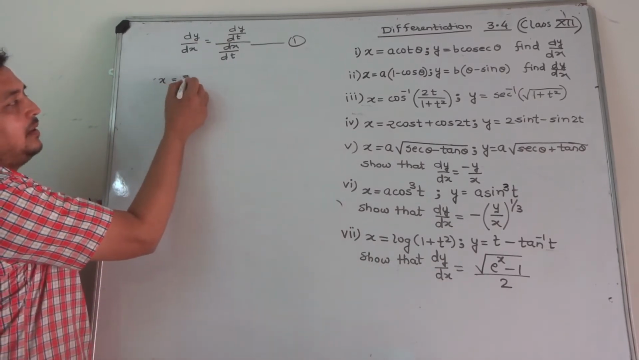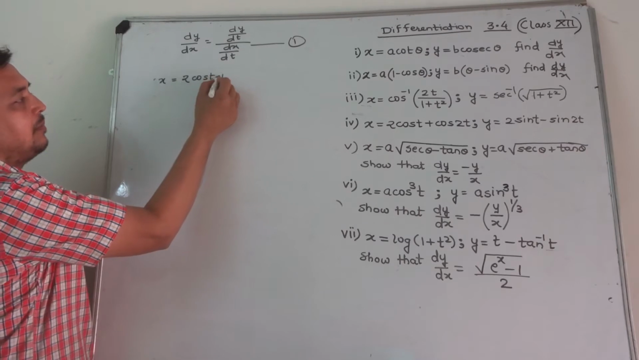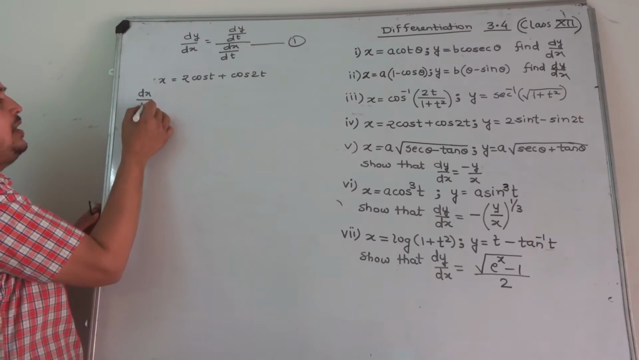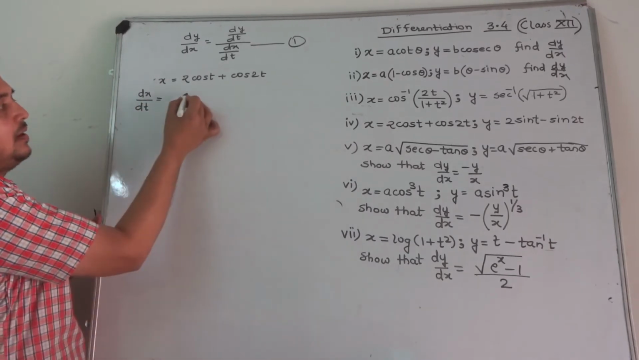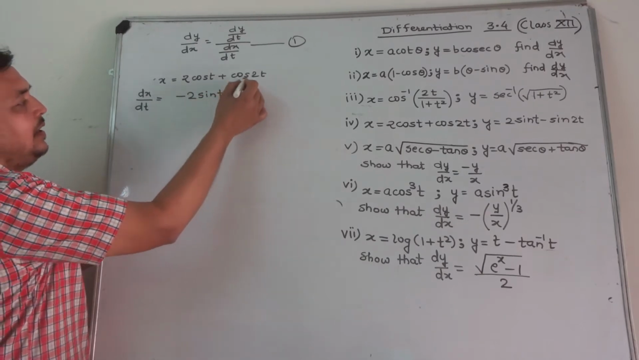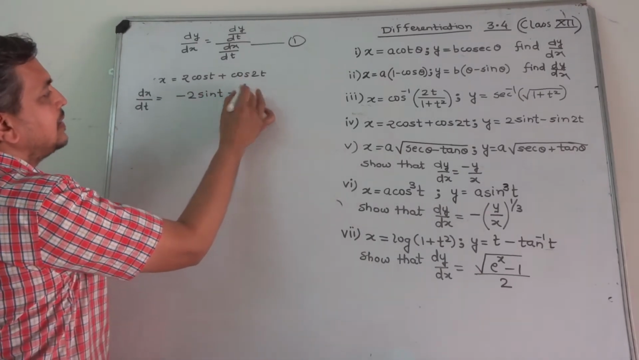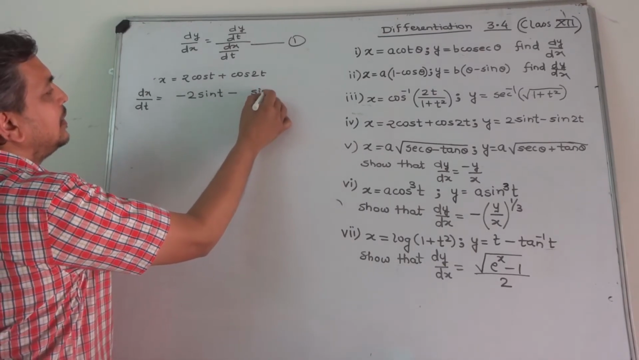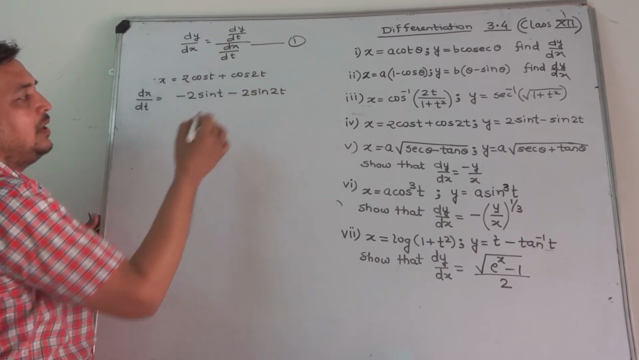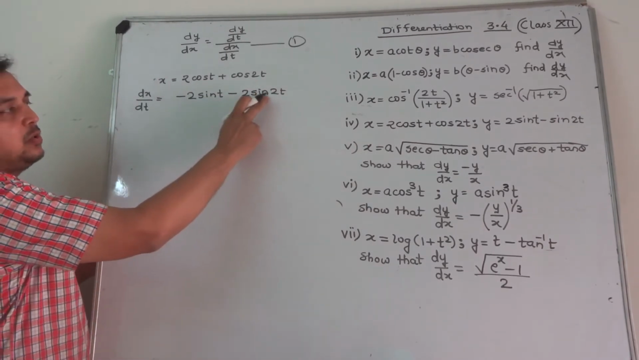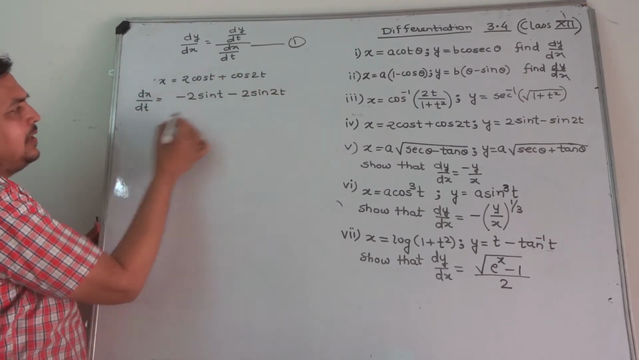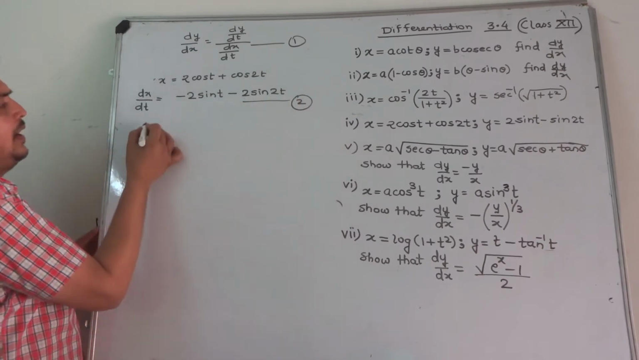X is given as 2 cos t plus cos 2t. Differentiate this with respect to t. dx by dt gives 2 times the derivative of cos t, which is minus sin t, plus the derivative of cos 2t, which is minus sin 2t, by chain rule into the derivative of 2t, that will give 2. So minus 2 sin 2t is the derivative of cos 2t. We leave it here, number 1, and we write y.